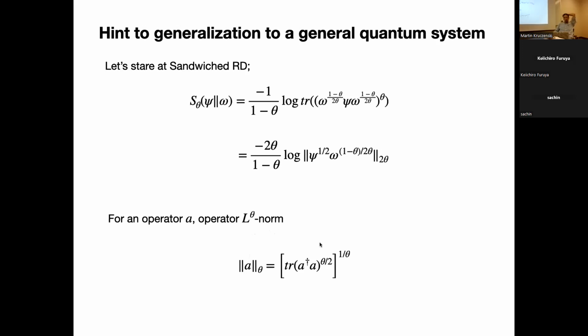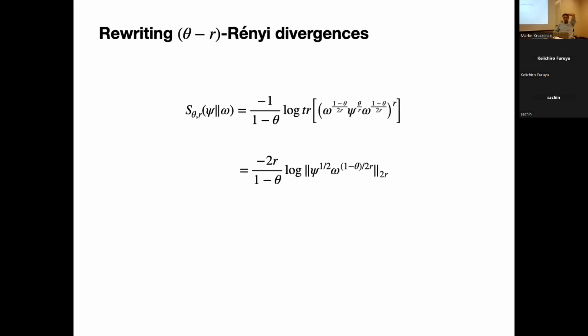Because we have bounded operators in quantum field theory, we were able to use this L theta norm. There is a generalized one called the L theta omega norm. I'm not going to tell you about this, but there is a well-defined norm there. Using that, we can write down sandwich Rényi divergences or theta-r Rényi divergences using the norm, without relying on the trace. So using this norm, we were able to remove the trace from our expression. So this is one problem: how do you define this in quantum field theory?